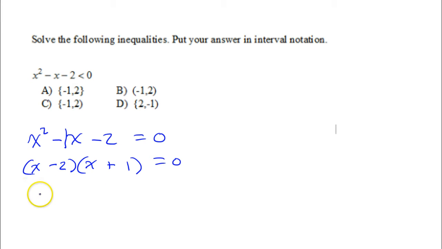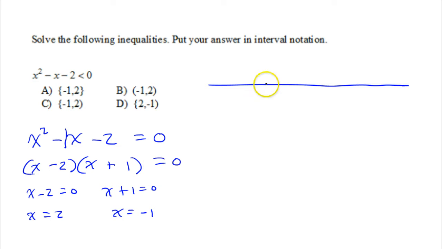Now to get these solutions, I need to set these equal to 0 and solve. These are simple. I get x equals 2 and I get x equals negative 1. So these are my critical values, which I will graph on a number line. So I've got negative 1 over here, and I'm going to put 2 over there.